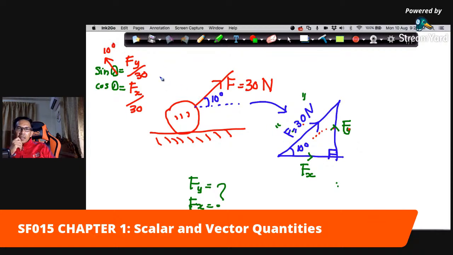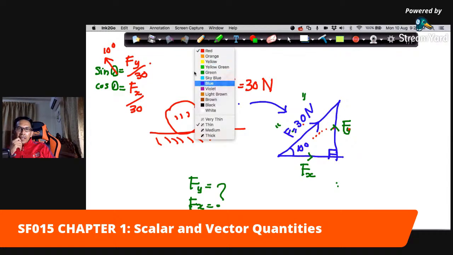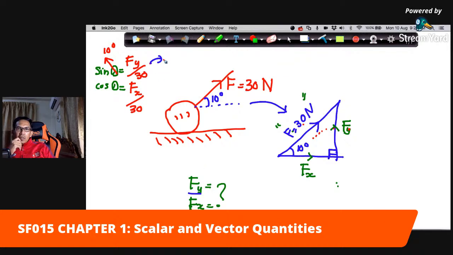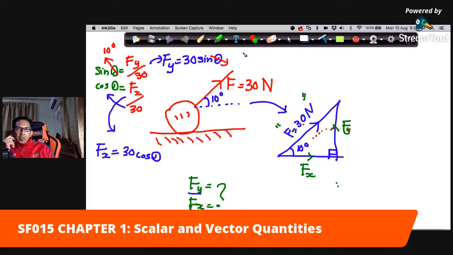degree. Right? So kalau saya panjangkan kat sini balik, kembangkan lagi. So saya mau cari Fy. So Fy here is equal to, yang di bawah ni kita darab dengan yang ini. So meaning Fy here is equal to 30 sin theta. So Fx here is equal to sama juga. Ini kita darab dengan yang ini kan. Kita pindahkan. So 30 cos theta. Right? So theta here is equal to 10.